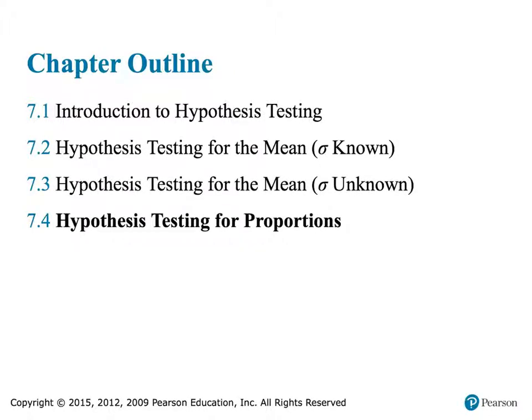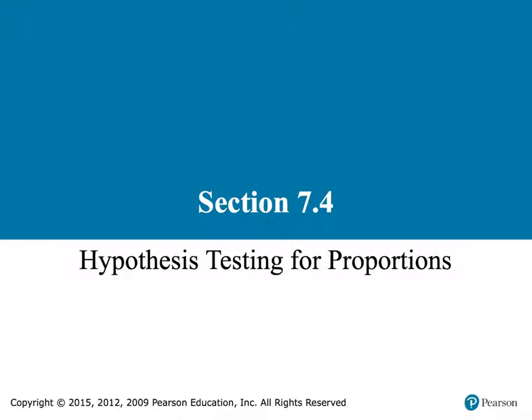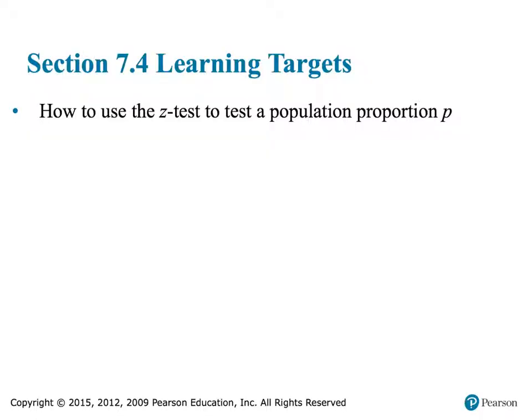This is an introduction to hypothesis testing for proportions, which is the last type of hypothesis testing that we learn about in this course. And so we really have just one learning target, and that is we want to learn how to use a z-test to test a claim about a population proportion.